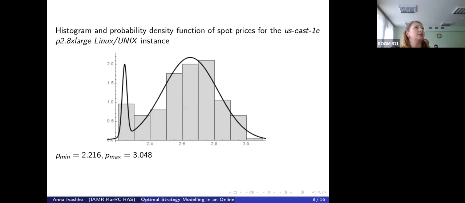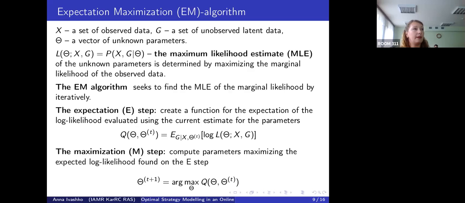In the period of time July, August, we have 200 values of spot prices. Based on these statistics we obtain a histogram. For simulation, we use the platform Mathematica to compute the histogram and the simulation. The minimal and maximal price has this form. After that, we use the expectation maximization algorithm for estimation of parameters.